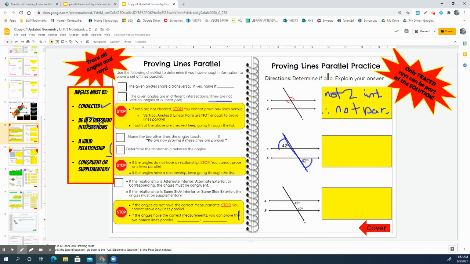So they're connected. They're in two separate intersections. Is it a valid relationship? What is the relationship between those two angles from our GIM kit? Alternate exterior for sure. An alternate exterior should be congruent, and they are. So guess what? A and B are parallel. A is parallel to B. I've got congruent, alternate, exterior angles.